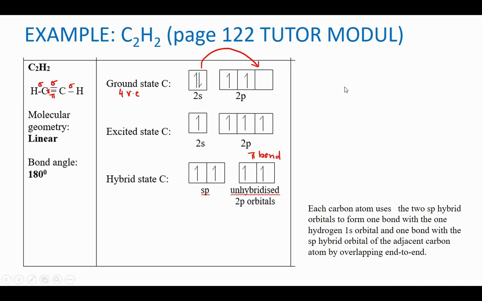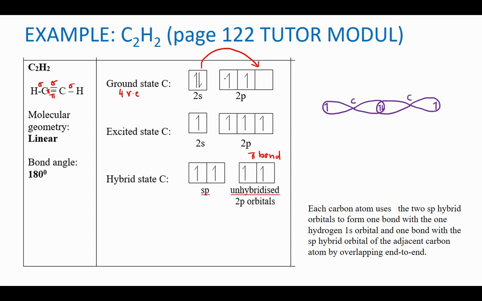Now let's draw. Since the shape is linear, so just draw a linear orbital. So draw the electron. The sp hybrid orbital contains one electron here and here. The other carbon atom also contains one electron here and here.